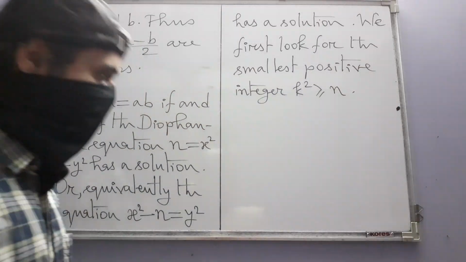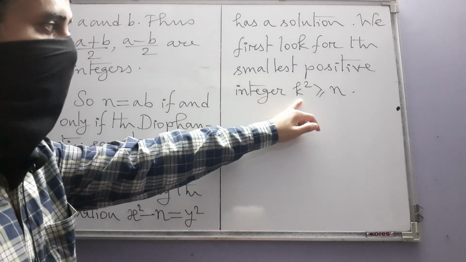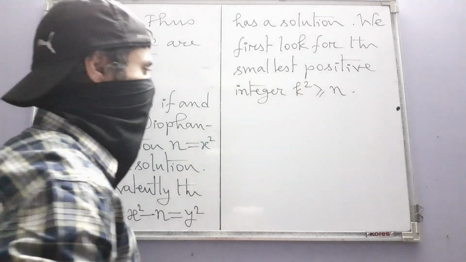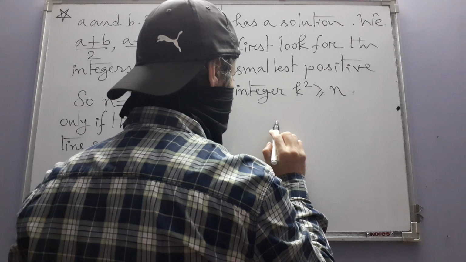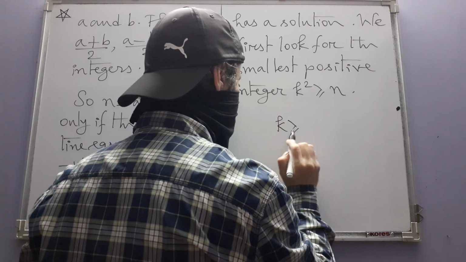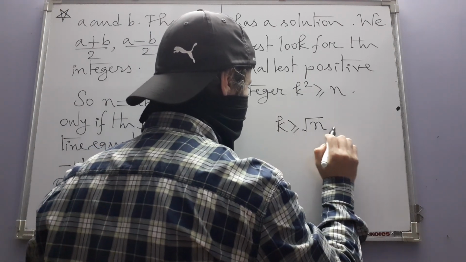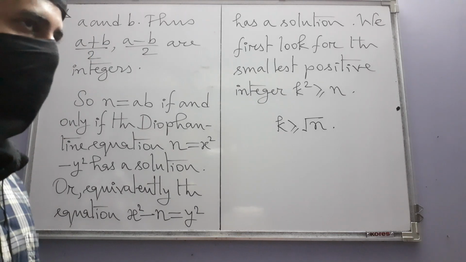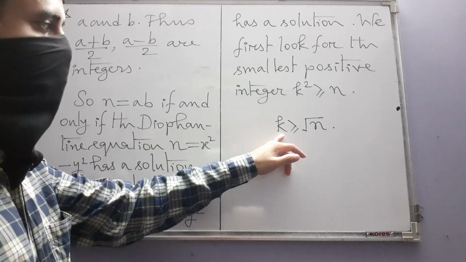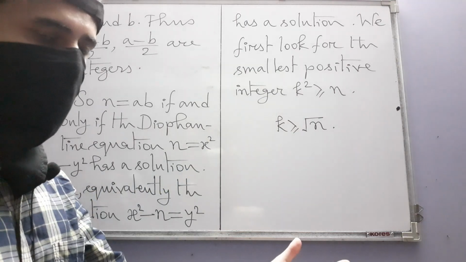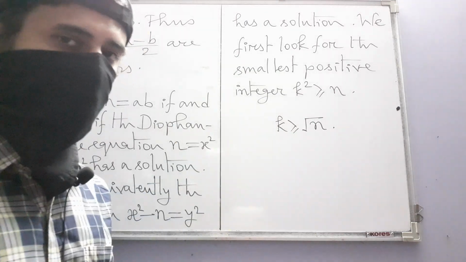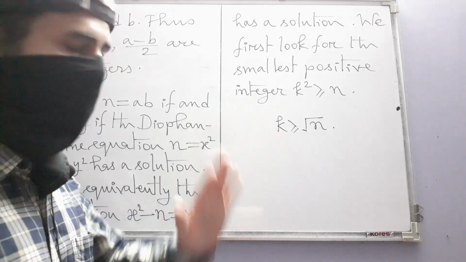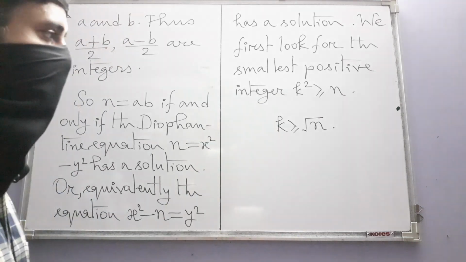Oh, and by the way, how do we know that such a k exists? Well, we know that because k itself needs to be greater than or equal to square root of n. So you just choose some positive integer which exceeds square root of n. Why do I say some positive integer? Why not the smallest? I am coming to that smallest.